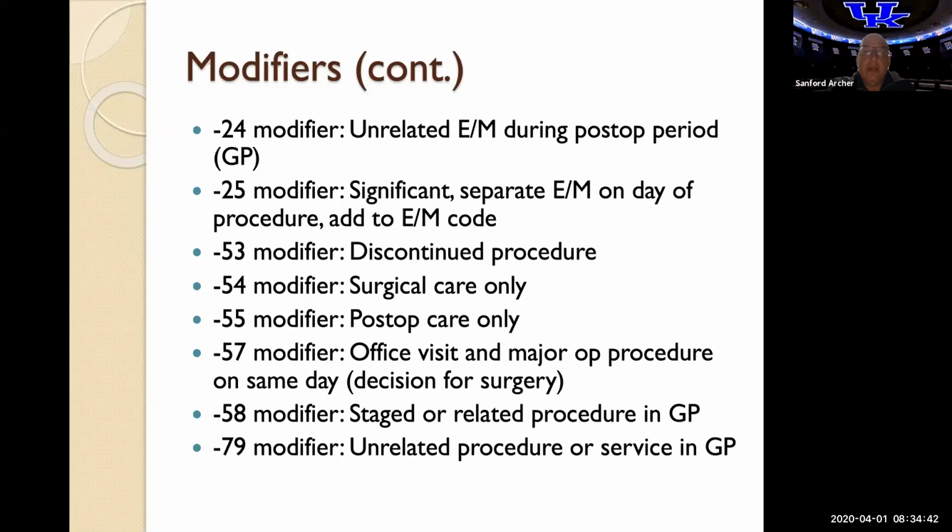And then the 79 modifier, again, is if you're doing an unrelated procedure or visit within the global period. And again, that's for surgical patients that come in that have a separate problem entirely. So again, you took out their tonsils and they have a cellulitis in their face and they're seeing you for that. And it's most likely unrelated to the tonsil surgery. Then you could put a 79 modifier on the office visit or procedure that you're performing on that given day.